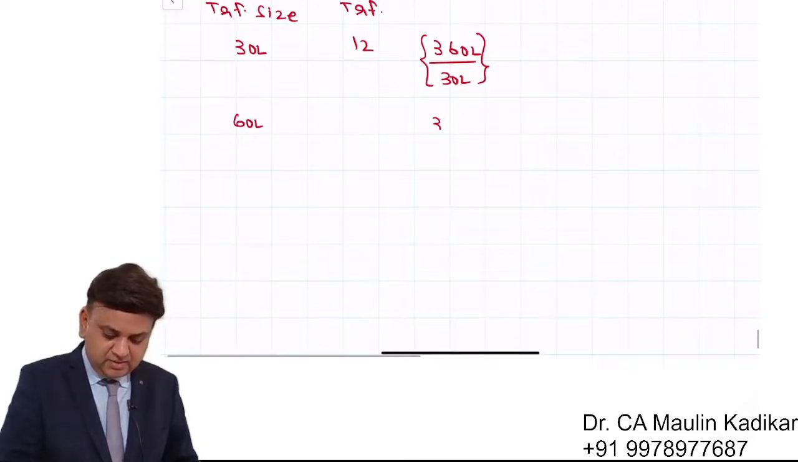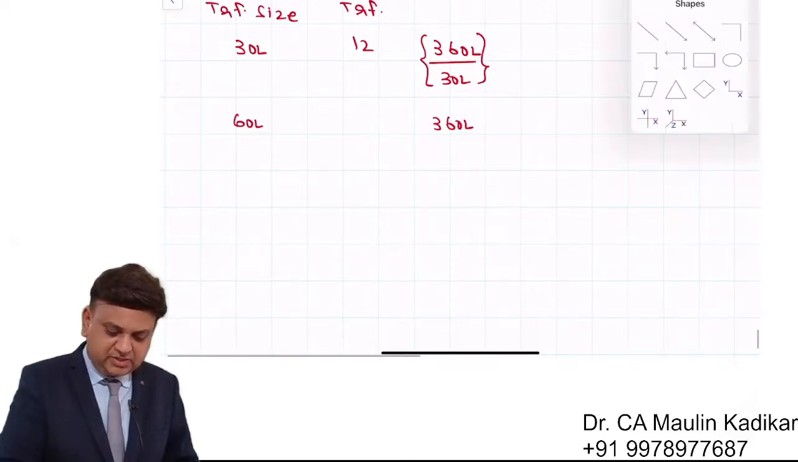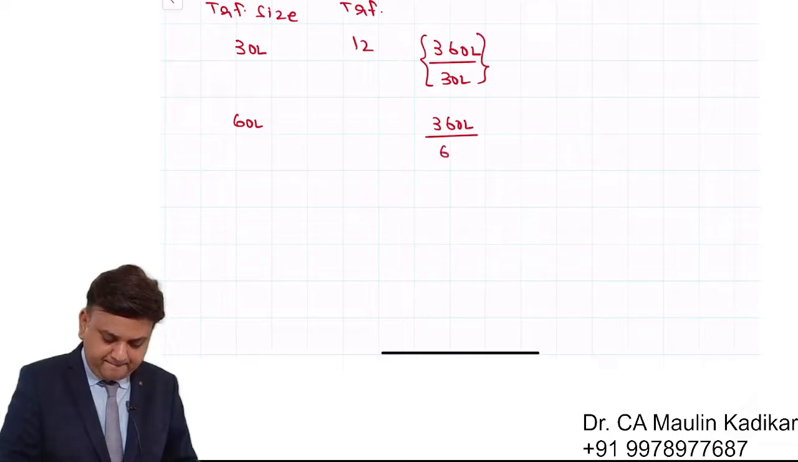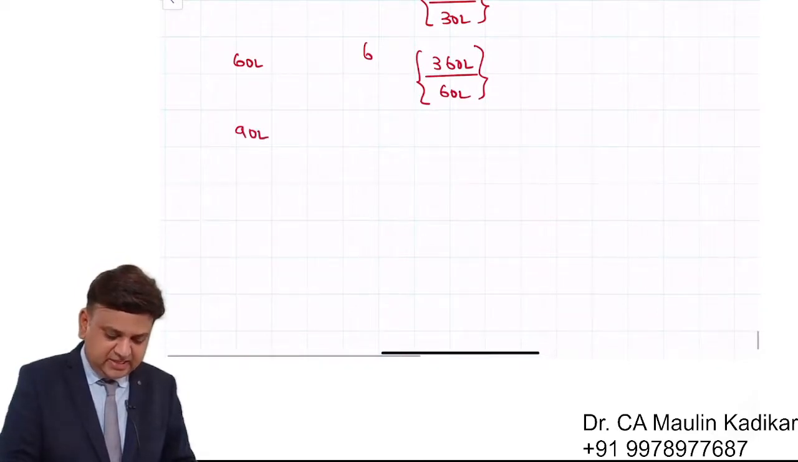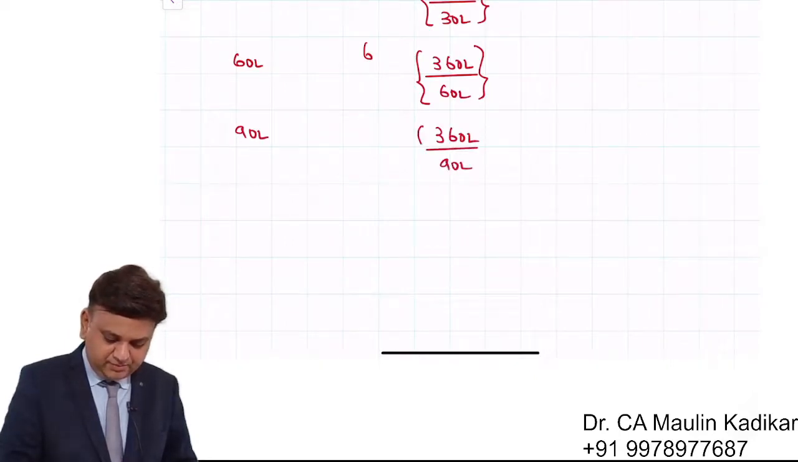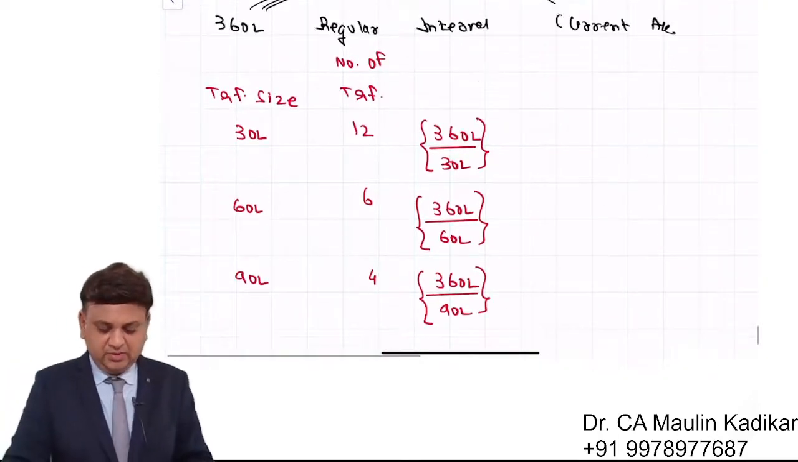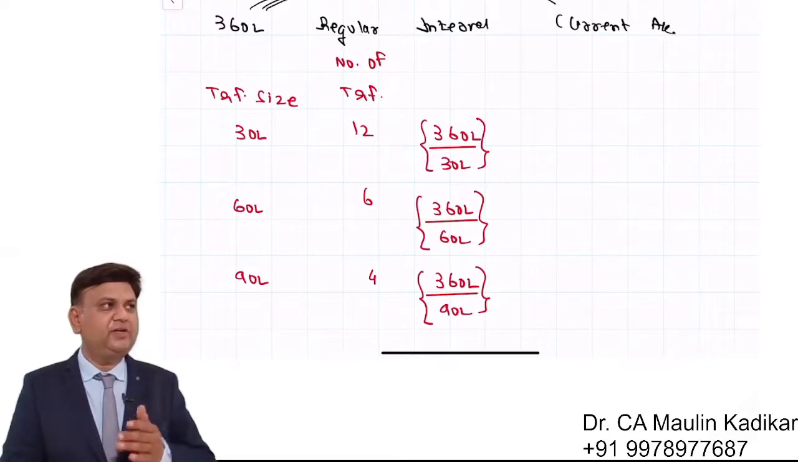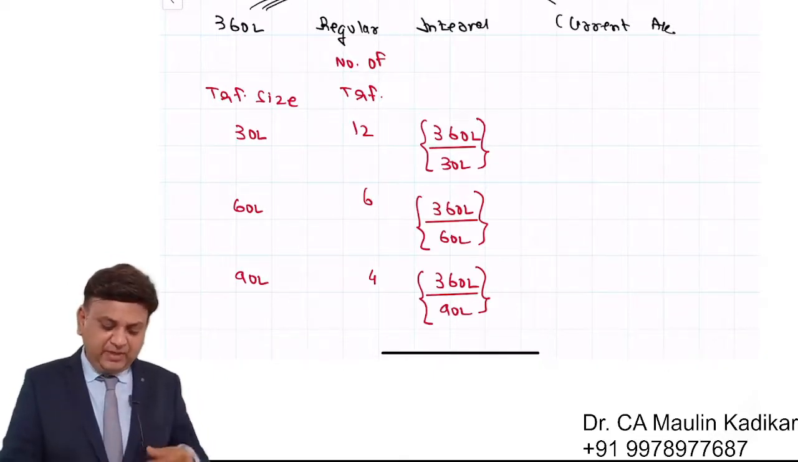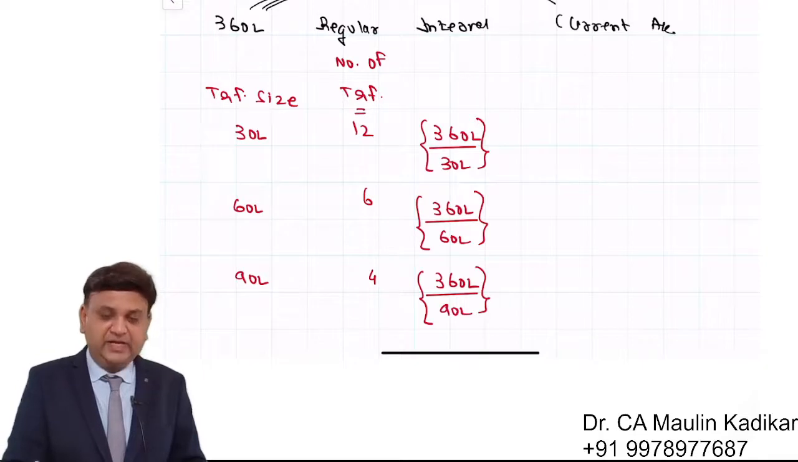If it is 60 lakhs, then 360 lakhs upon 60 lakhs, there will be 6 transfers in a year. Let us say it is 90 lakhs, then 360 lakhs upon 90 lakhs, there will be 4 transfers in a year. What I want to tell you is that if you have a different transfer size, there will be a different number of transfers in a year.